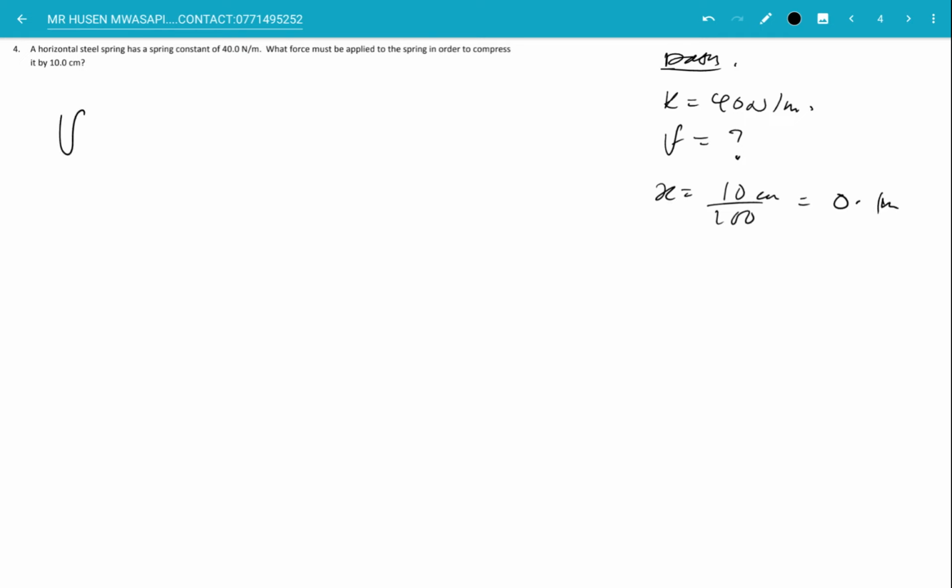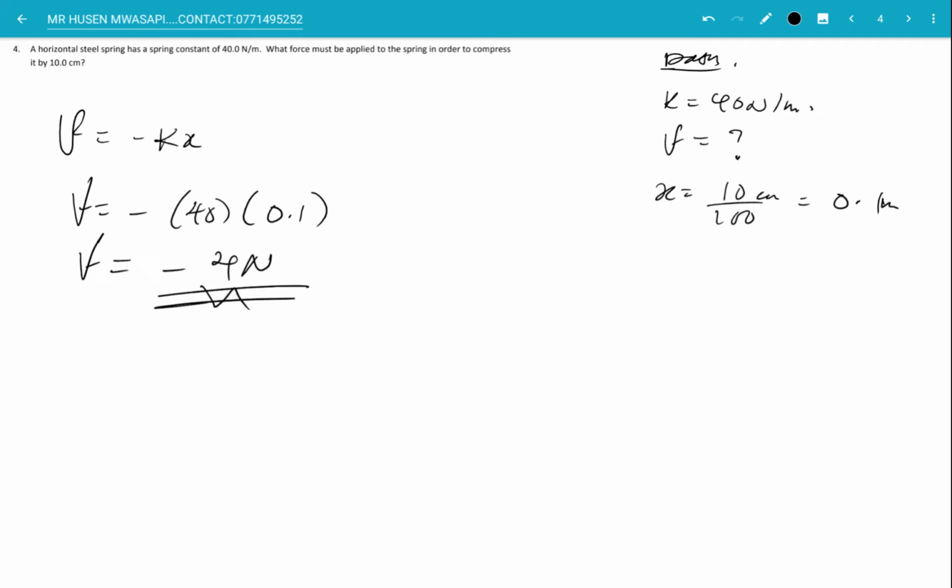So we say force is equal to what? Negative Kx, isn't it? So we're going to say force is equal to negative, since it's a compression, so we're going to have a restoring force. So the constant is 40 times extension 0.1. So force is equivalent to -4 newtons.